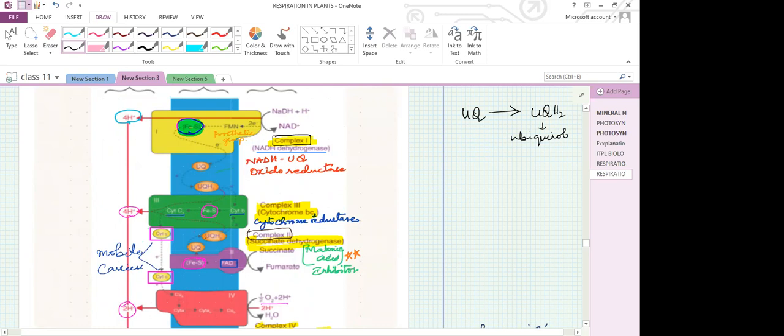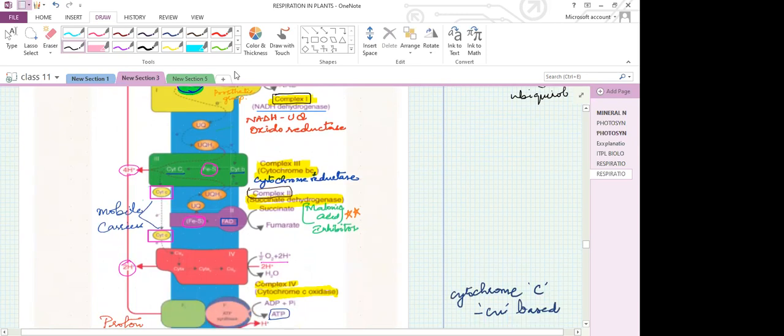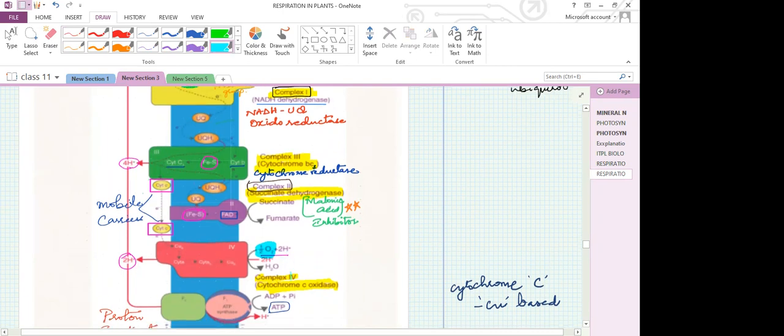Now the cytochrome comes in place. This cytochrome picks up the electron and passes it on to the next. Who is the final electron acceptor? This is an important question. Who is the final electron acceptor? Oxygen. Look here, oxygen is reduced. So it is the final electron acceptor, which accepts the electron to form water.